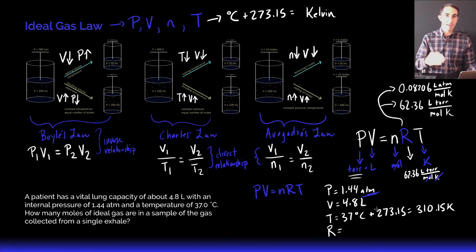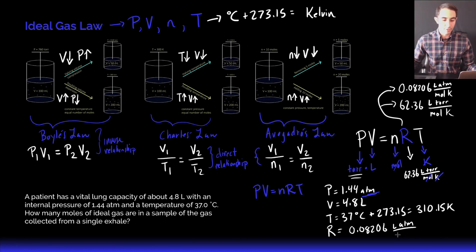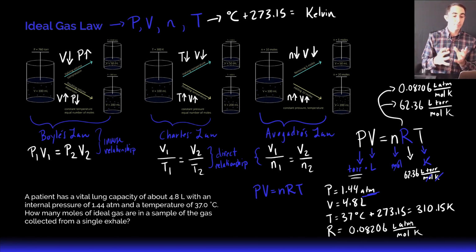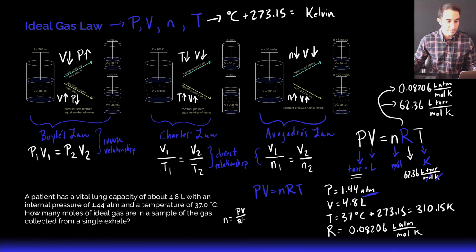And so I need to select the R value that matches my pressure units. So that's going to be 0.08206 liter atmosphere per mole Kelvin. Now I can rearrange to solve for my n term, which is the number of moles. So this is going to look like this, where n is equal to PV over RT. Now I'm going to do my best to write out all my units here to really show how everything cancels out.